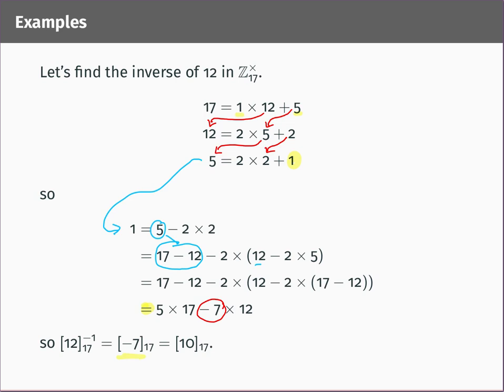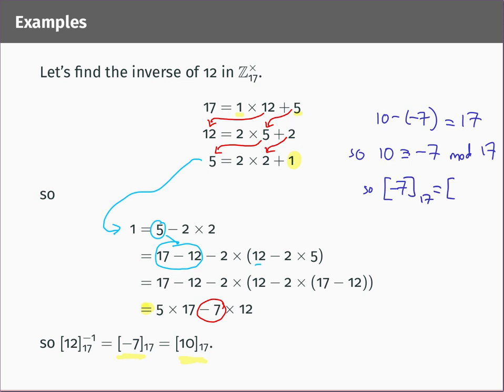And if you'd like to represent that in our standard form of classes of integers between 1 and 16, then of course minus 7 differs from 10 by a multiple of 17. So this is equal to the class of 10 modulo 17. So just to make that completely clear, 10 minus 7 is equal to a multiple of 17, so 10 is congruent to minus 7 mod 17, so the class of minus 7 is equal to the class of 10. Okay, so by this method we can find inverses in the multiplicative group modulo a prime. No matter what prime, no matter how large the prime, we can always do these calculations.